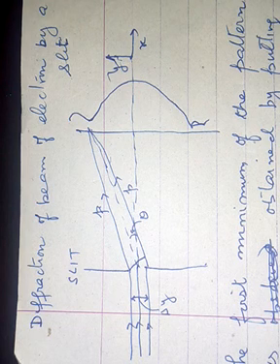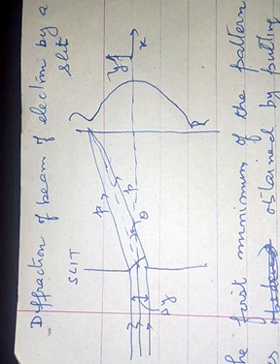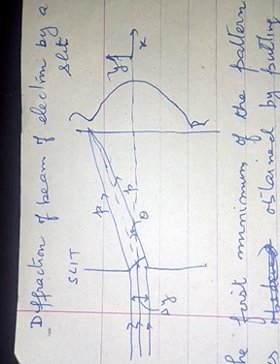Today we will be discussing diffraction of a beam of electrons by a slit. Let a narrow beam of electrons fall on an aperture in the form of a slit.